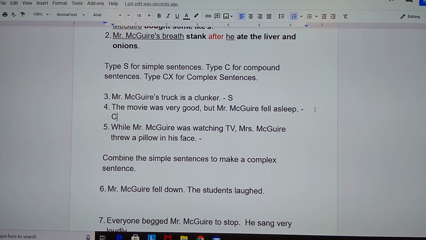And number 5, while Mr. McGuire was watching TV, Mrs. McGuire threw a pillow in his face. What type of sentence is that? Excellent. Complex sentence. Joining word, subject, predicate, comma, subject, predicate.